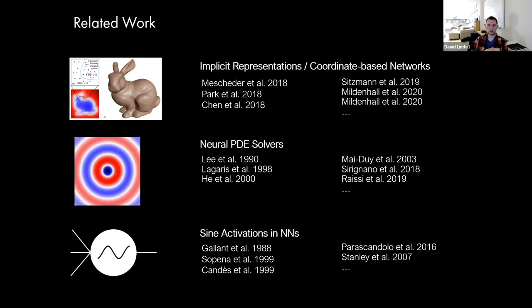We make a few contributions in our work that I won't get into in too much detail during this talk, but in the paper, one of the main contributions is an initialization scheme for the weights of the neural network that turns out to really make this architecture work well.